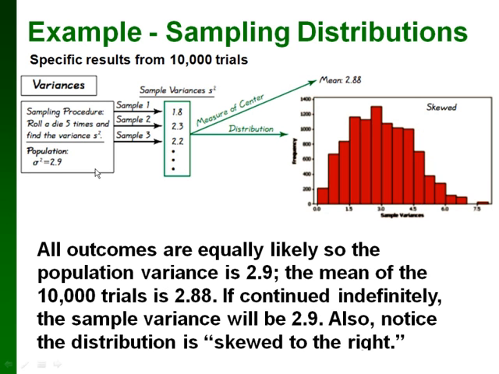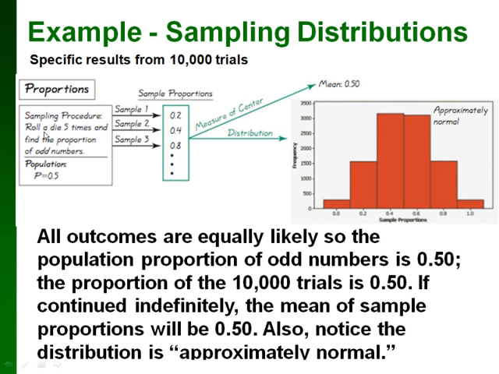If we look at the variances for our 10,000 trials, our population variance for the original probability distribution would have been 2.9, and our sample variance turns out to be 2.88. And notice what this distribution looks like. It's skewed to the right. And finally, if we look at the proportions of odd numbers in each of our samples, since there are 3 odd numbers and 3 even numbers on the die, then our population proportion would be 0.5. For our 10,000 trials, the mean of our sample proportions turned out to be 0.5 also. And if we look at this distribution, it also looks like it's approximately normal.